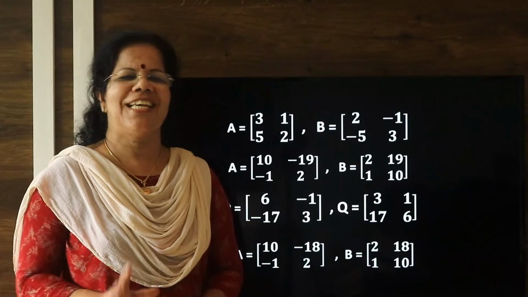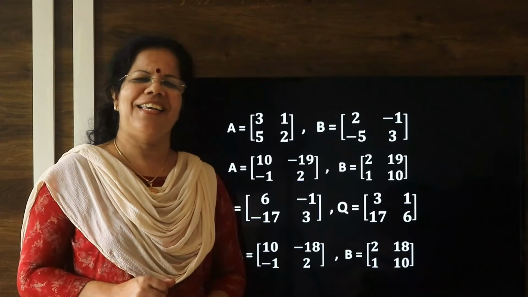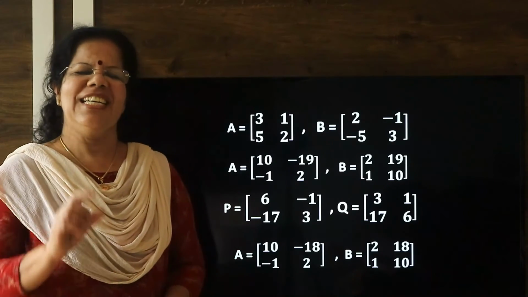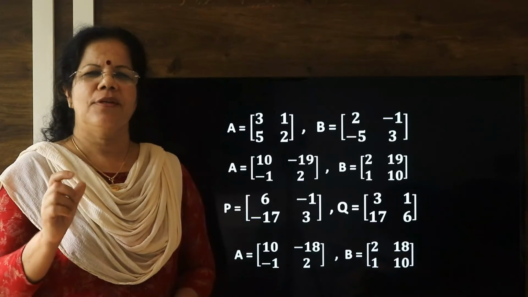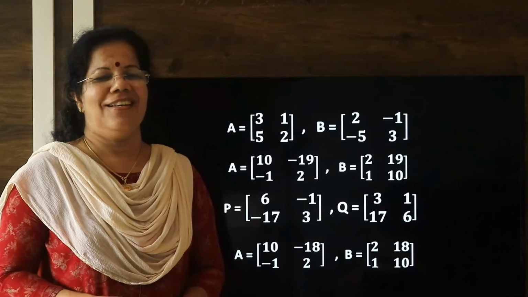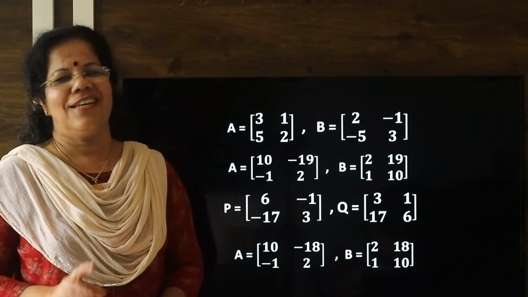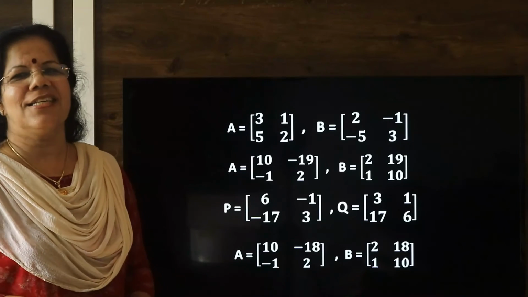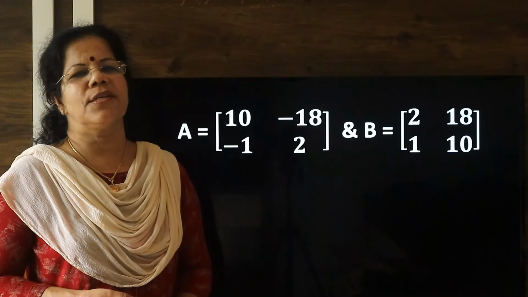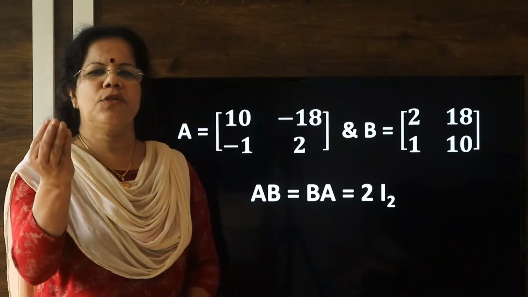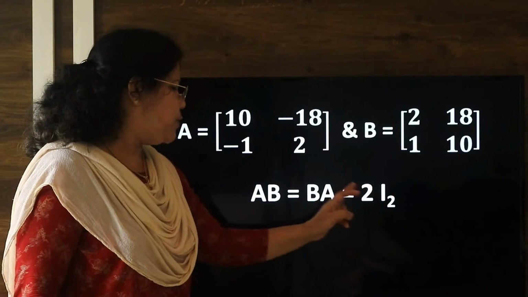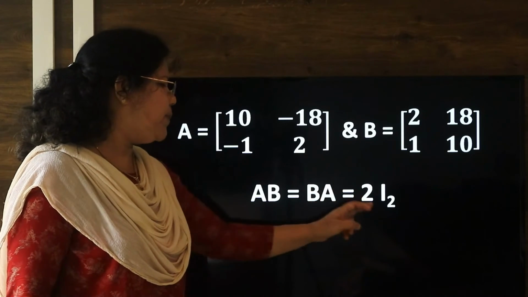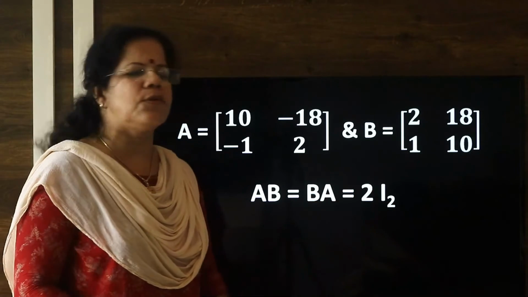So what we got, AB is not I, but something is there. It is 2 common, 2, 0, 0, 2. So it is 2I. In such case, we can't say A and B are inverse of each other. Let us see that. AB is equal to BA is equal to 2I2. Now this 2 I am taking along with the B, so that B by 2 into A is equal to I2.